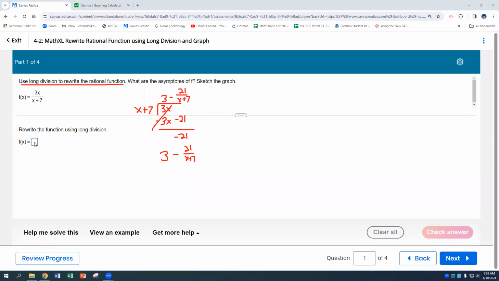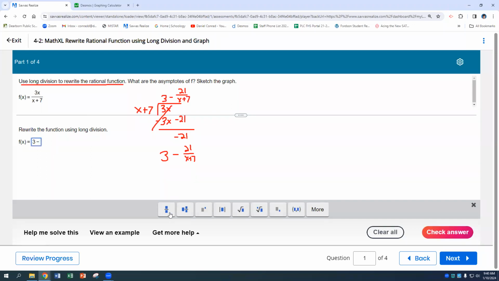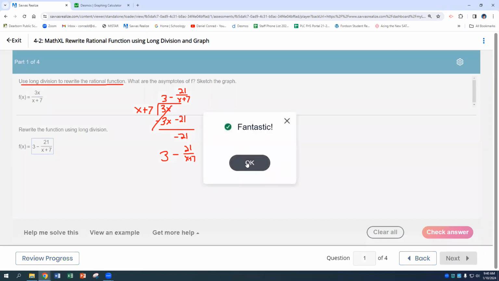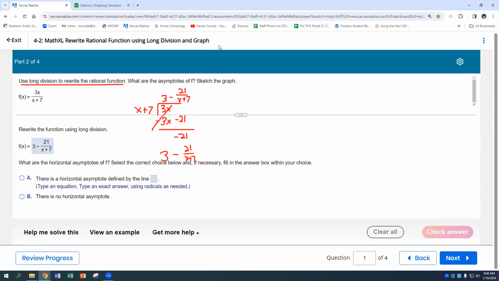Okay, so let me rewrite that in here. 3 minus, and then my remainder, negative 21 over x plus 7. Okay. Vertical and horizontal asymptotes. So now, remember, I could have written this the other way too. So I can switch the order. So I can say f of x equals negative 21 over x plus 7 plus 3. Okay, so my horizontal asymptote is going to be y equals 3. Right? So let me put that in for my horizontal asymptote, y equals 3.